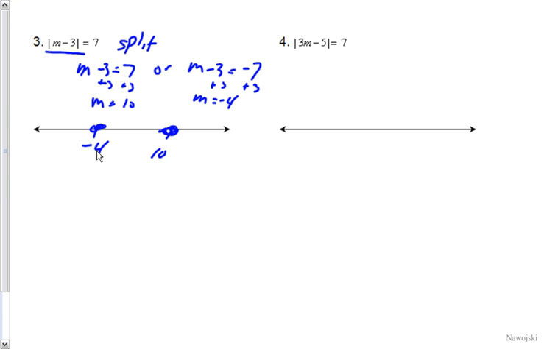And if we check them, -4 minus 3 is -7. The absolute value of -7 is 7. 10 minus 3 is 7. The absolute value of 7 is 7. Okay. So you can see we have no problems there.